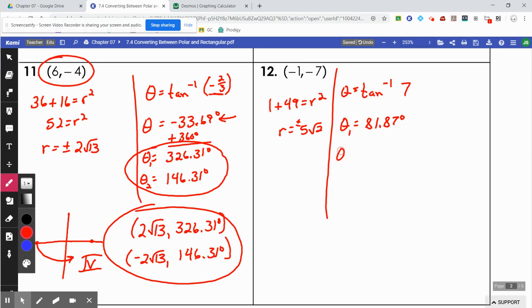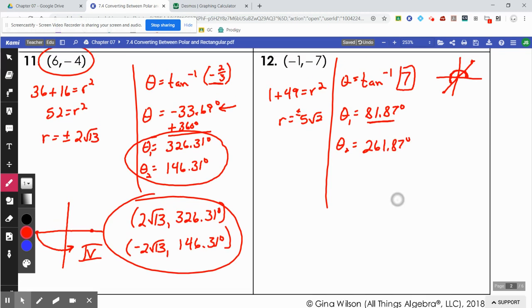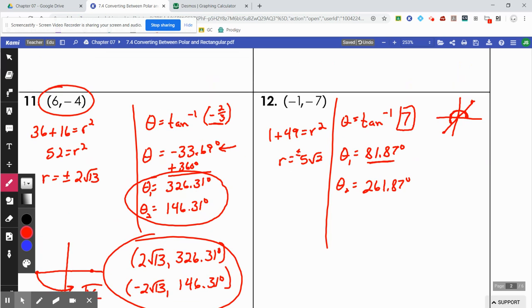That's my first theta. My second theta, now where is tangent positive? I'm going to have a first quadrant answer, and I'm going to have a third quadrant answer. So my reference is, again, 81.87. So let's do 180 plus that 81.87, and I get 261.87. There's your two angles. So what quadrant is this in? Negative, negative. That's a third quadrant point.